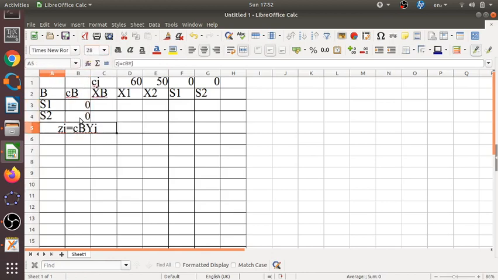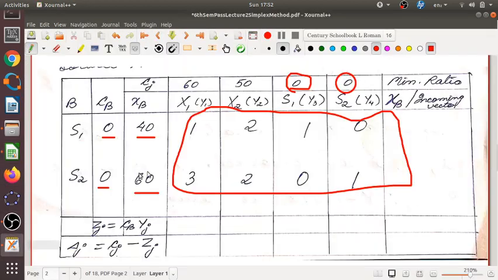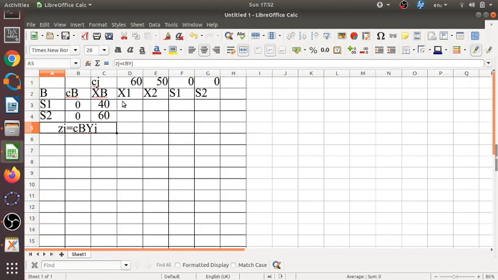Okay, so this is also 0, cost is 0. Initially the value of s1 is 40 and the value of s2 is 60, as we have already seen. Now let us enter the columns here. The first column is 1 3, the second column is 2 2, the third column is 1 0, and the fourth column is 0 1. These are the values.